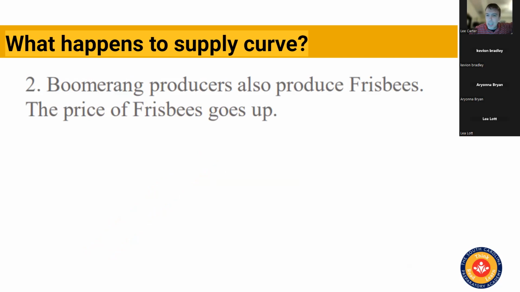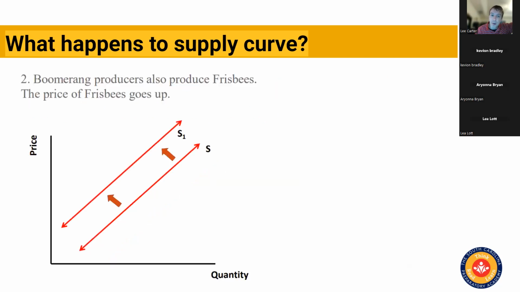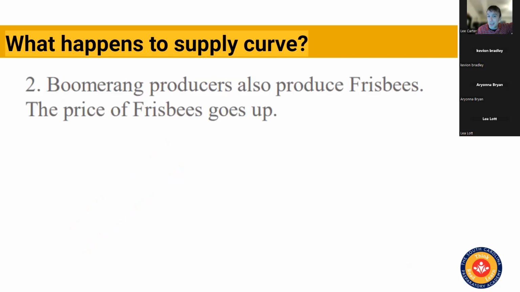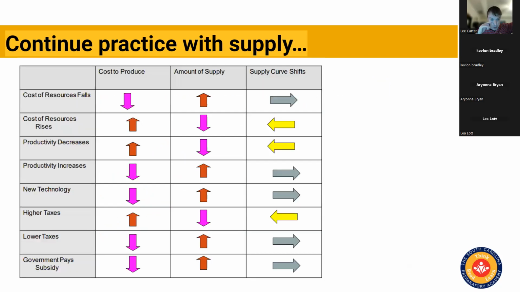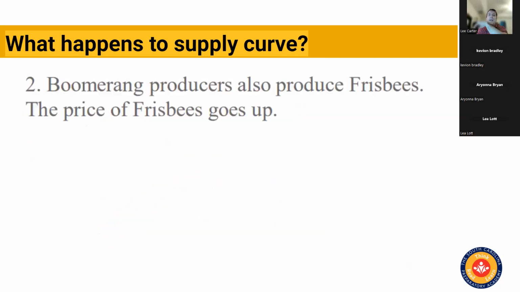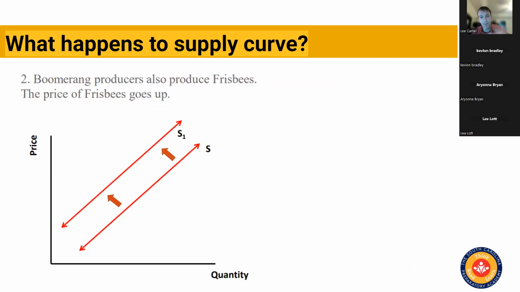So Boomerang, remember, was the thing that they were selling in this little country. Boomerang producers also produce Frisbees. The price of Frisbees goes up. So if the price of Frisbees goes up, then people are going to produce more Frisbees, and if they produce more Frisbees, they're also producing fewer boomerangs. I don't know if there's an example on here, I think that one doesn't quite fit with either of those. But the idea being that if the other thing that you could make gets more expensive, you can make more money doing that, so you're going to do the other thing instead of the first thing. So there'll be less supply of the boomerangs.